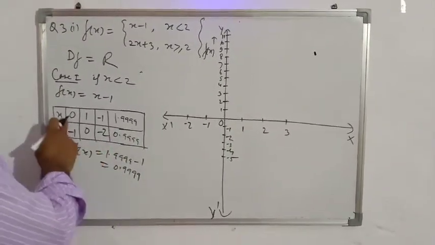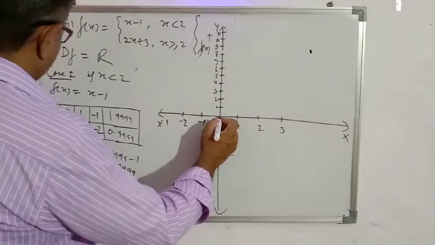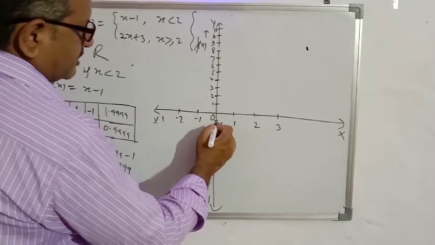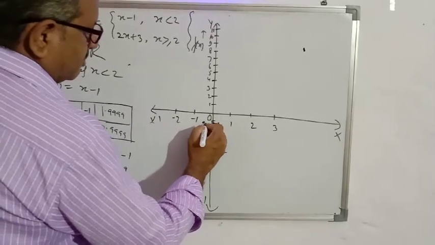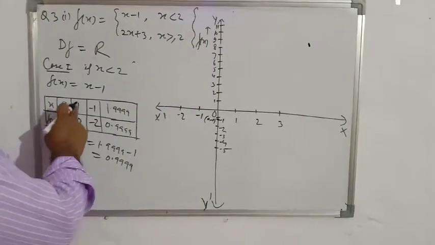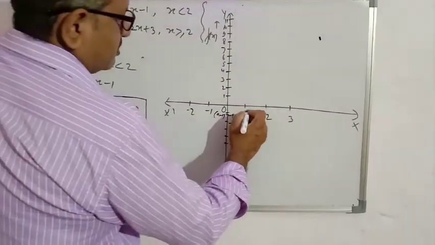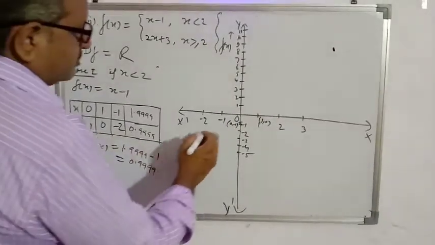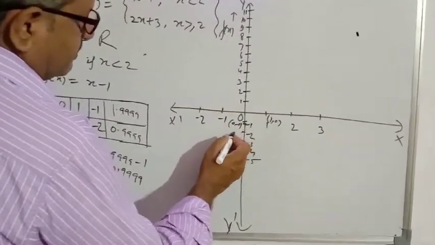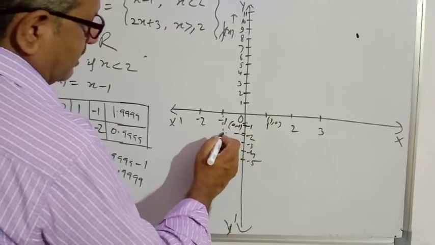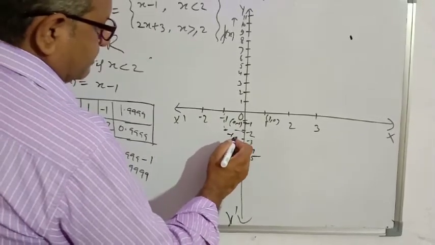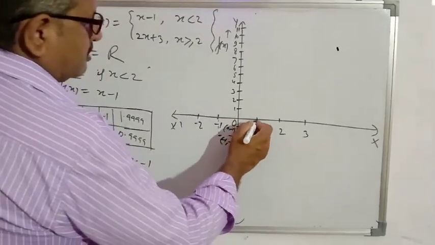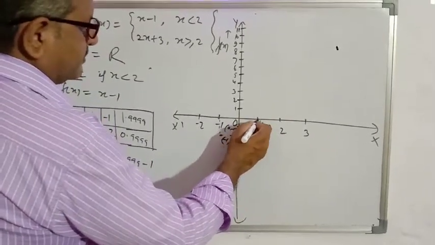So plot these points. 0, minus 1: x is 0, y is minus 1. This point (0, minus 1). x is 1, y is 0, so (1, 0). x is minus 1, y is minus 2. This point (minus 1, minus 2). So join it.